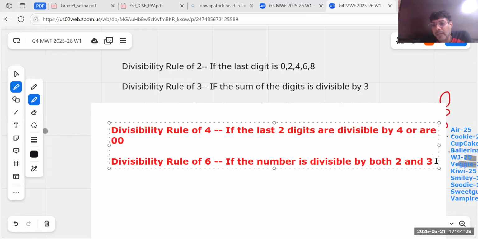Devam, divisibility rule of 8. Yes, sir. What is the divisibility rule of 8? If the last number... Wrong. You will repeat 5 times. WJ, what is the divisibility rule of 8?